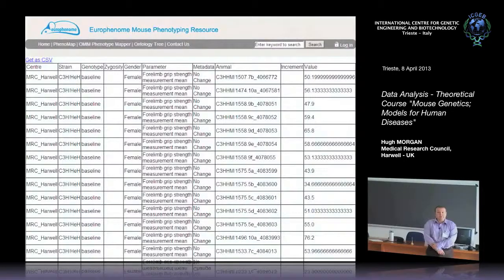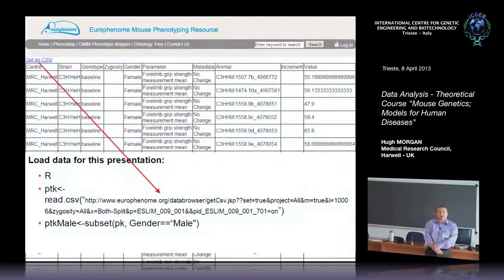This gets me to a tabular view. And at the top, there is a link that gets you to a comma-separated values file, which R can read in. So this is when we start using R. We run something like R, and we load the data in. This is saying, create an object called PTK, and read the CSV file, which is that URL, which I've just copied and pasted from here, and that puts the data in.